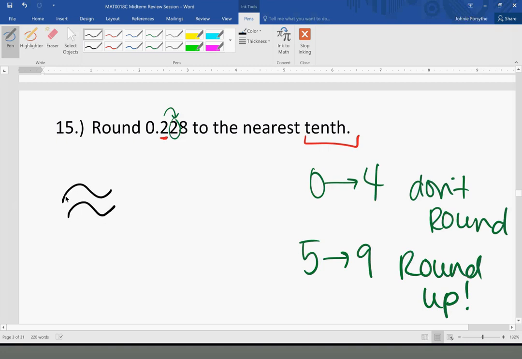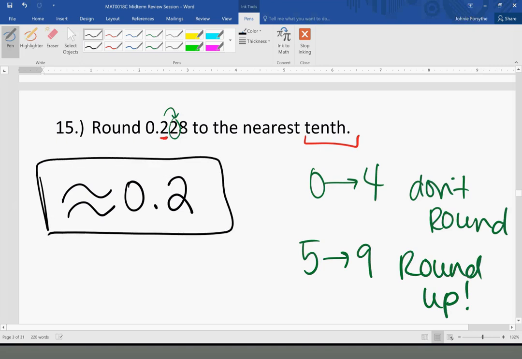So we're going to round, this is an approximate symbol, 0.2. We're not going to round this up. We're going to keep it at 0.2. So we're rounding what I have in the red. We look to the number to the right. It's 2. So it's between 0 and 4. So we're not going to round the number in the red. It's going to stay at 2. And that is your final answer. If the number I circled in green was, say, a 6, this would round to 0.3.